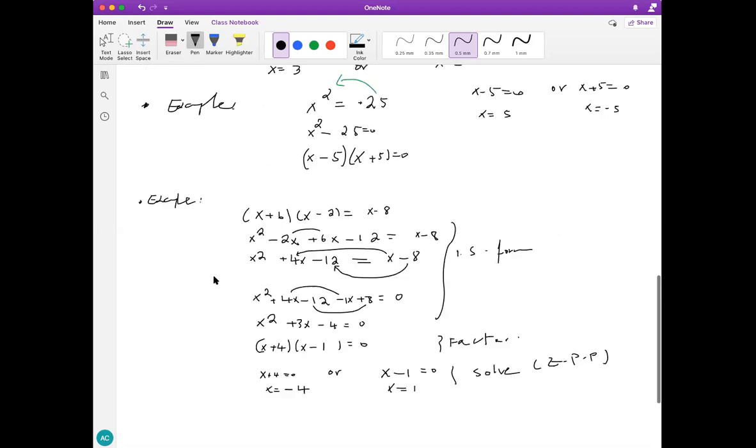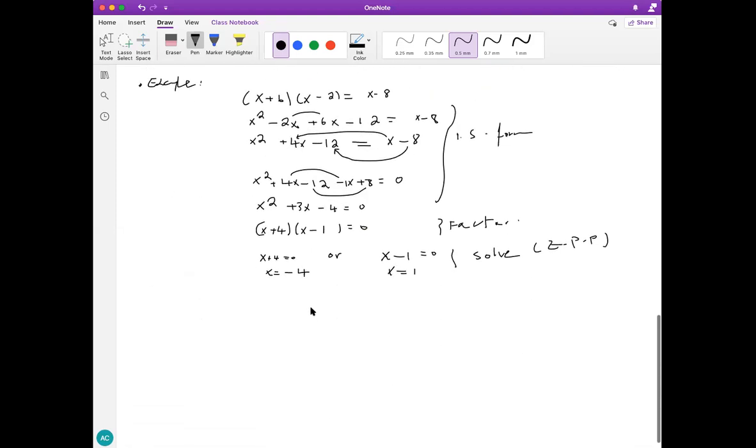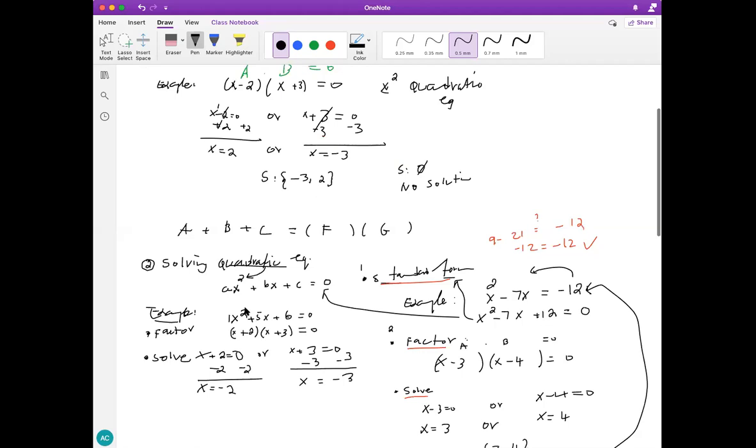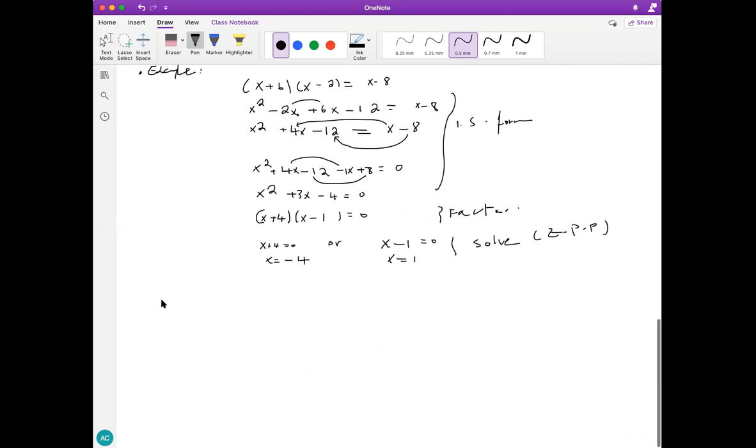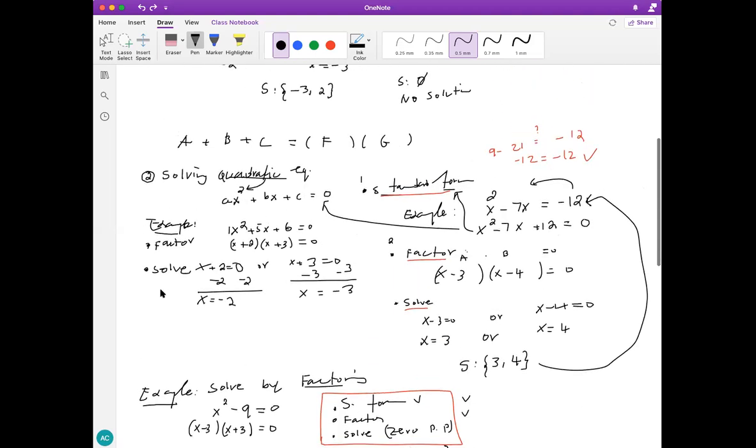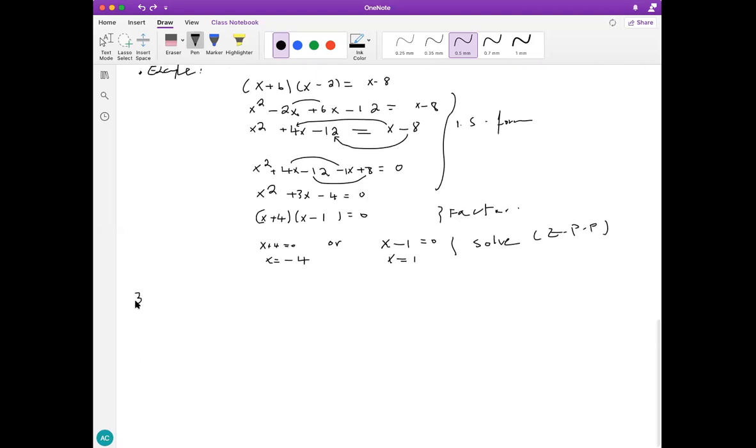So this was all quadratic, or second degree. Let's see how to do third degree equations. Okay, instead of 2, we're going to have a third degree here. Let's make this number 3.